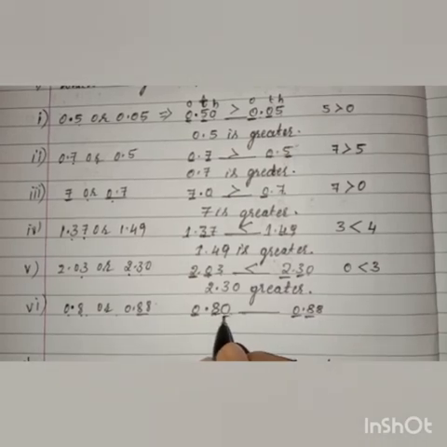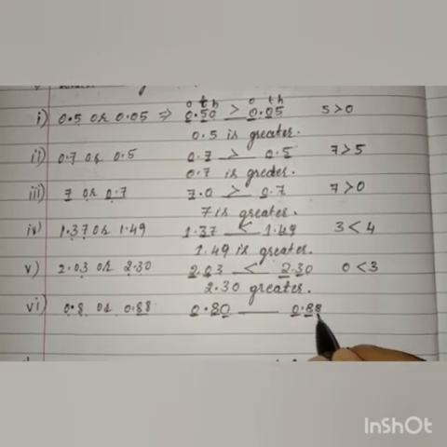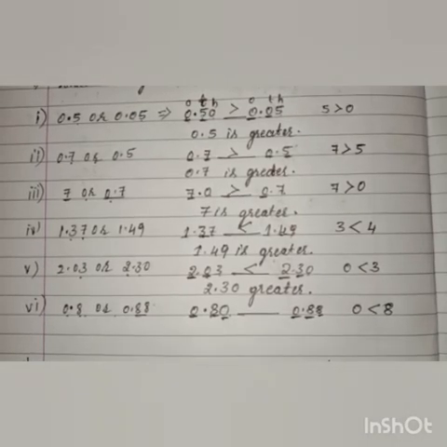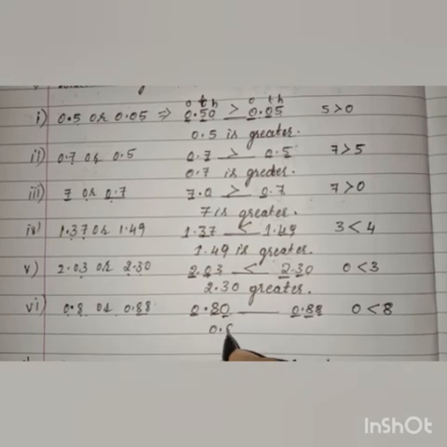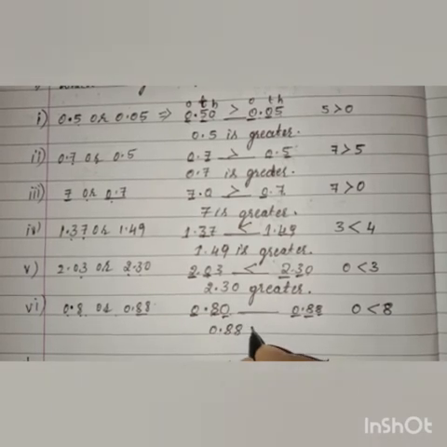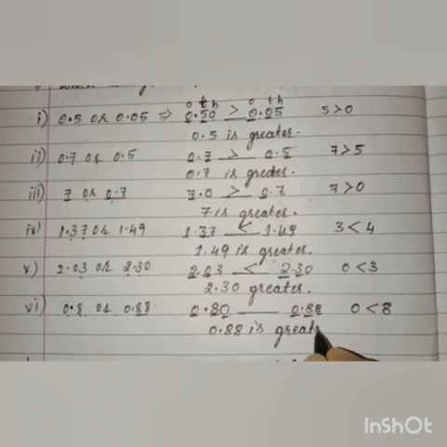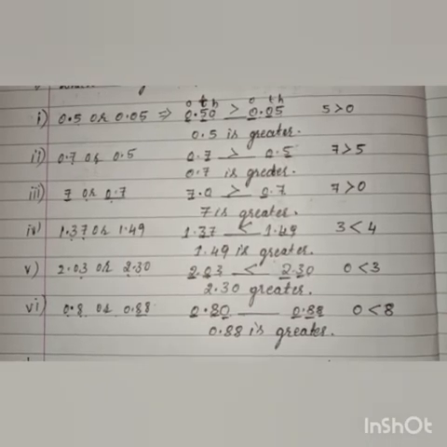Next, compare the next place, that is 0. This is the hundredths place, right? So in the hundredths place we have 0, and here we have 8. So 0 is less than 8. Therefore, which is greater now? 0.88 is greater. Got it, children? Yes.